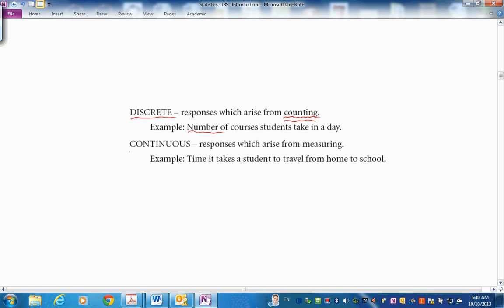Okay, continuous data. Well, that's the idea of measurement and the fact that you can measure between values. So somebody 150, 160, 180 centimetres tall or whatever, then you could have 180.1, 180.15, etc. So it's a measurement that is continuous. It isn't just in separate integral values or separate values at all. It has a continuum, if you like. Time it takes a student to travel from home to school is an example. Okay, so are you ready? Let's go and grab some data now and see what we can do with it.